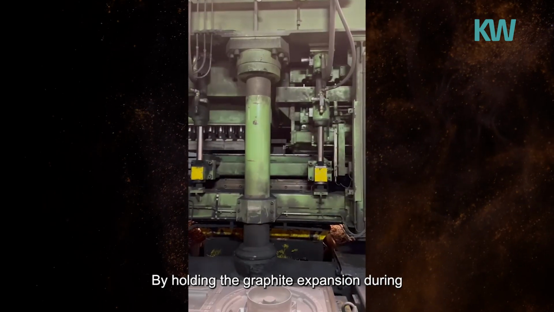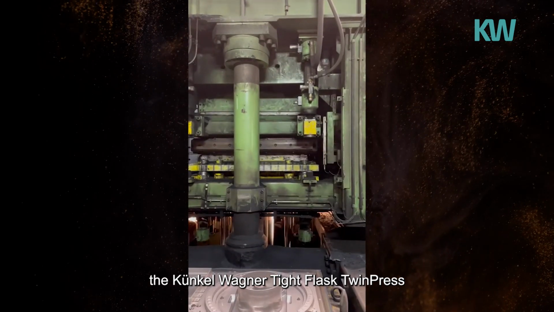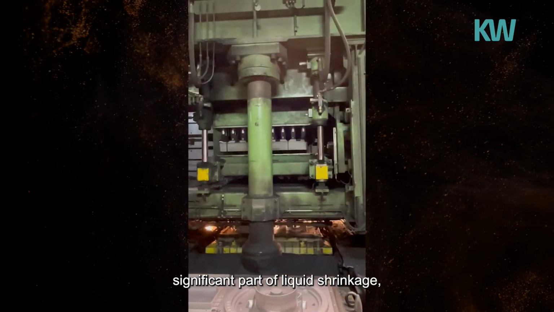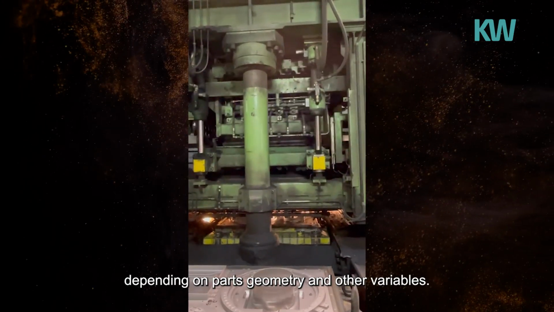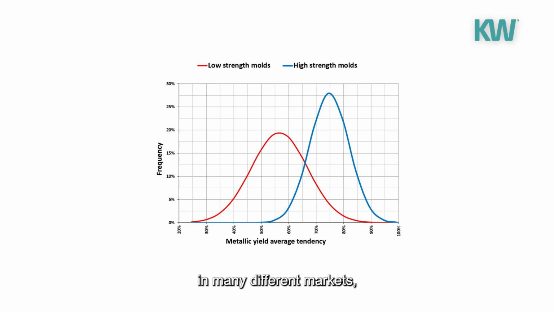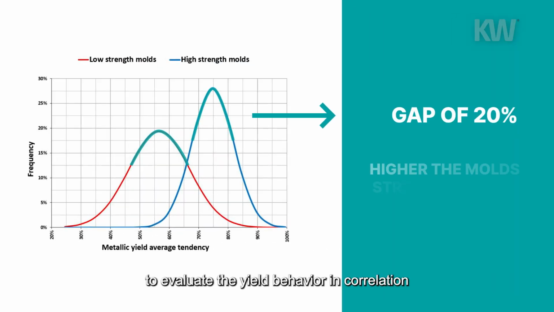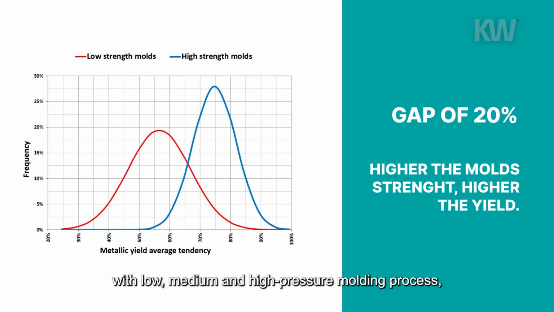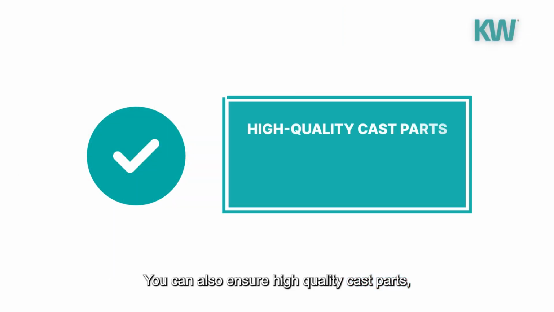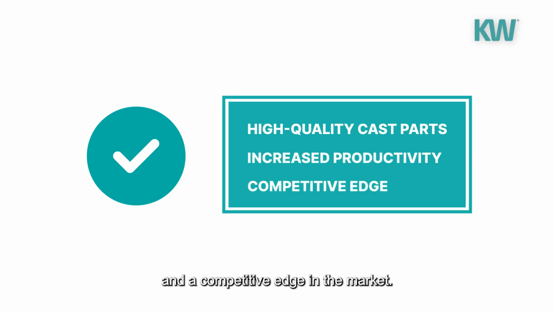By holding the graphite expansion during the cast solidification process, the KÜNKEL WAGNER tight flask twin press develops a high green compression strength capable of compensating a significant part of liquid shrinkage, depending on parts geometry and other variables. In cooperation with many foundries in many different markets, it was possible to collect hundreds of data to evaluate the yield behavior in correlation with low, medium and high pressure molding process for gray and ductile iron parts. You can also ensure high-quality cast parts, increased productivity, and a competitive edge in the market.